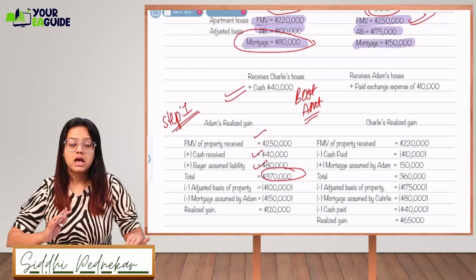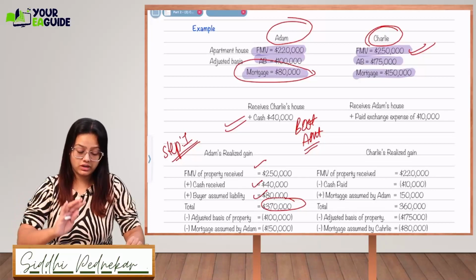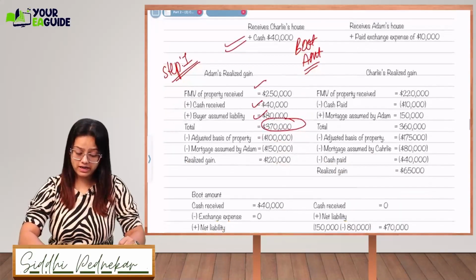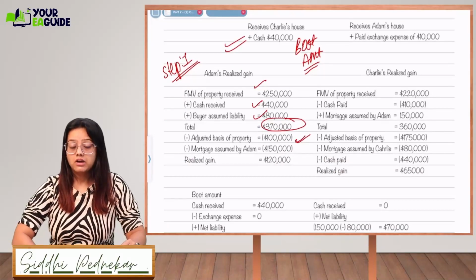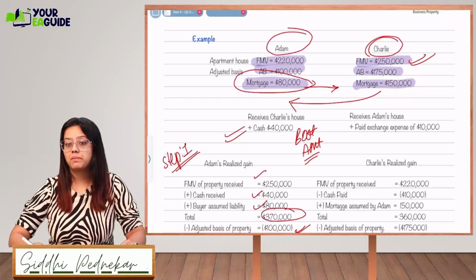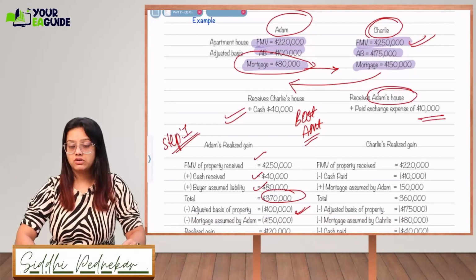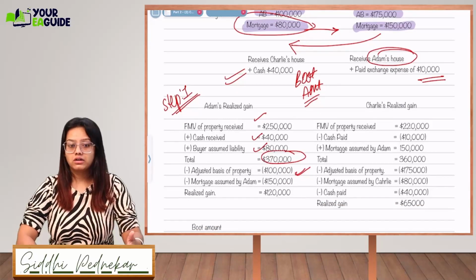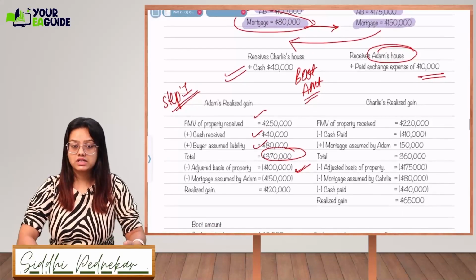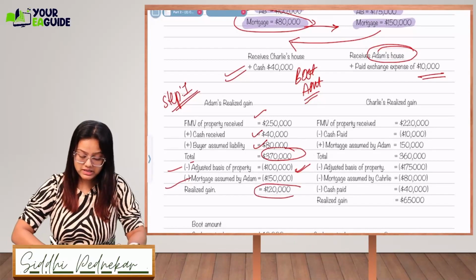Now out of this I am going to reduce the cost. What is the cost basis of my property? Since Adam is going to give his own property to Charlie, Adam's property has a cost basis of 1 lakh. So you are going to reduce this 1 lakh. Second thing, he is going to assume the mortgage of Charlie's property, which is 1,50,000. Third thing, he also paid an exchange expense of 10,000. Whatever things he paid, whatever things he is going to give up, he needs to reduce as a cost. So adjusted basis of the property and mortgage assumed, he is going to reduce. So this is my realized gain.